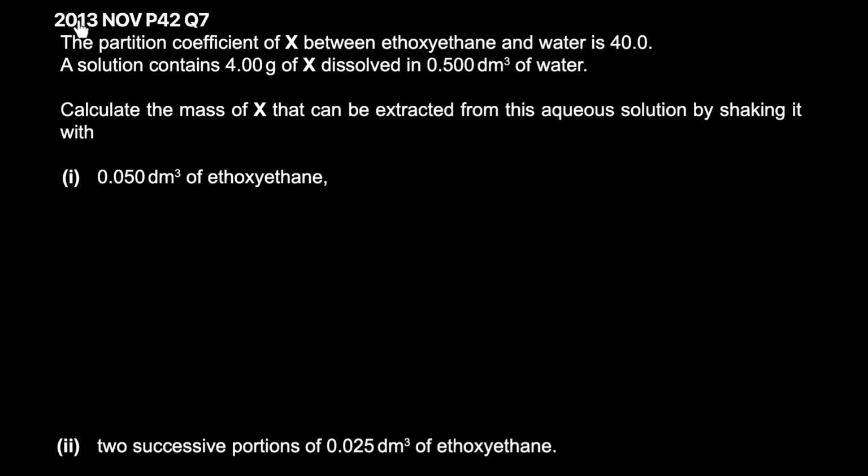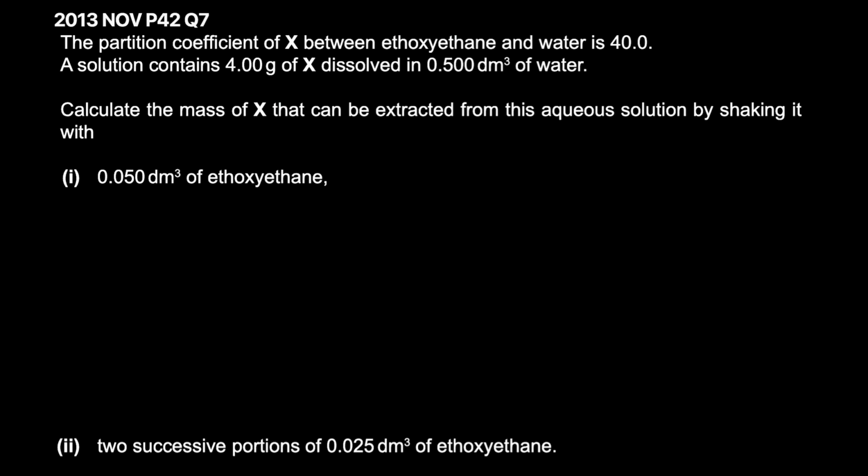So here we have 2013 October/November paper 42, question number 7. It says the partition coefficient of X between ethoxyethane and water is 40.0. A solution contains 4 grams of X dissolved in 0.5 dm³ of water. Calculate the mass of X that can be extracted from this aqueous solution by shaking it with 0.05 dm³ of ethoxyethane. So that's part 1.